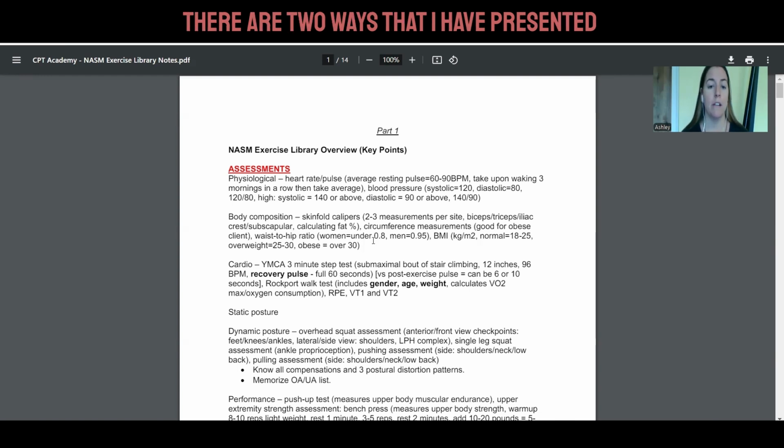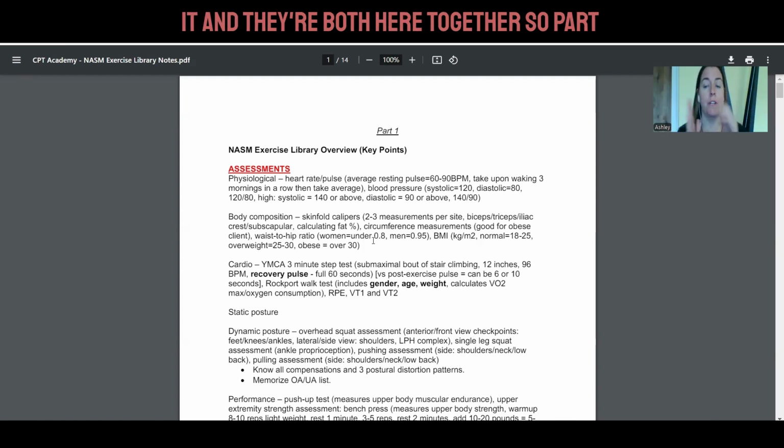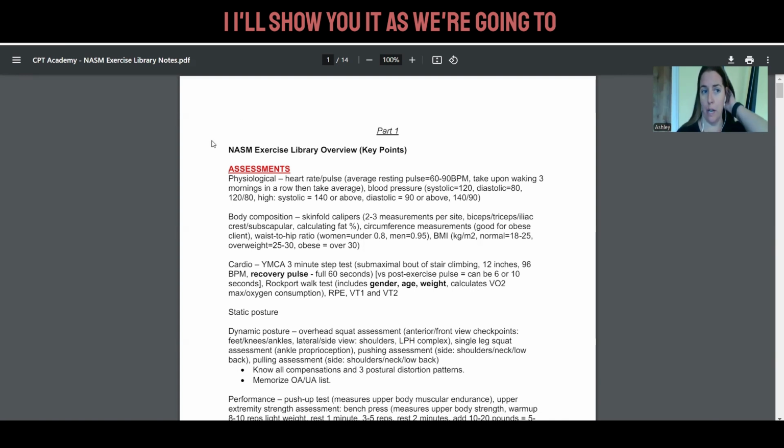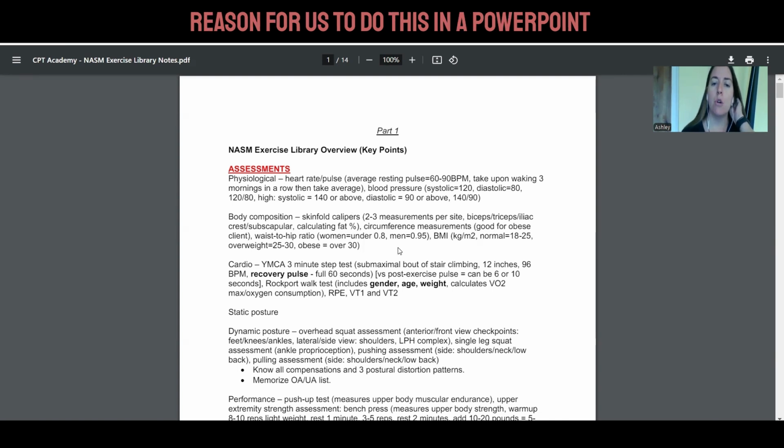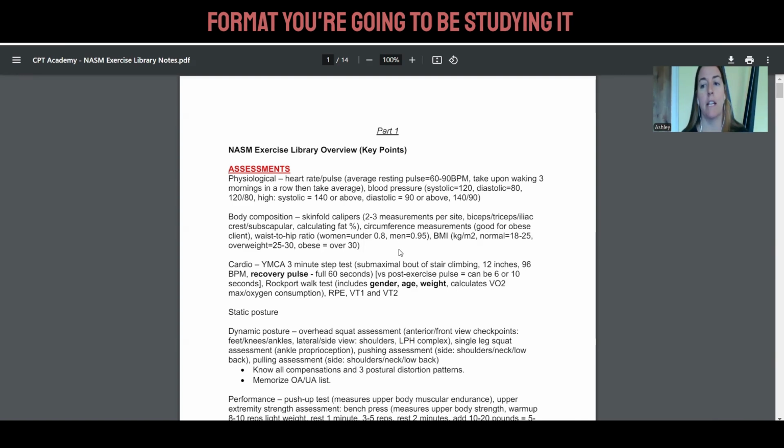So there are two ways that I have presented it, and they're both here together. Part one, I'll show you as we scroll through. We're working off the PDF that is going to be yours. There's no reason for us to do this in a PowerPoint because you want to see it in the format you're going to be studying it from.